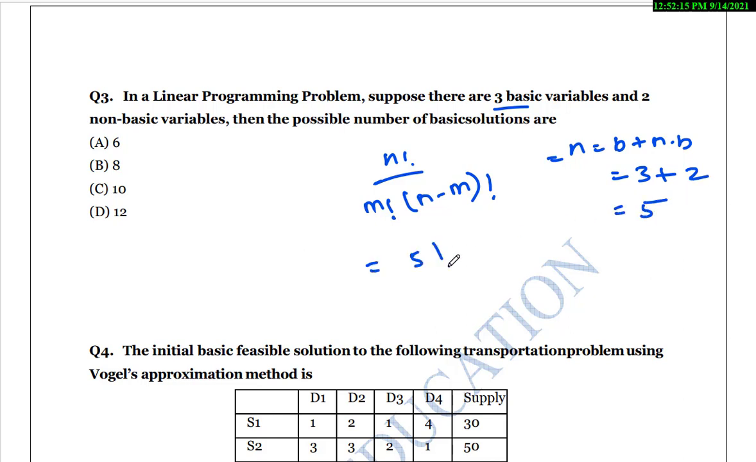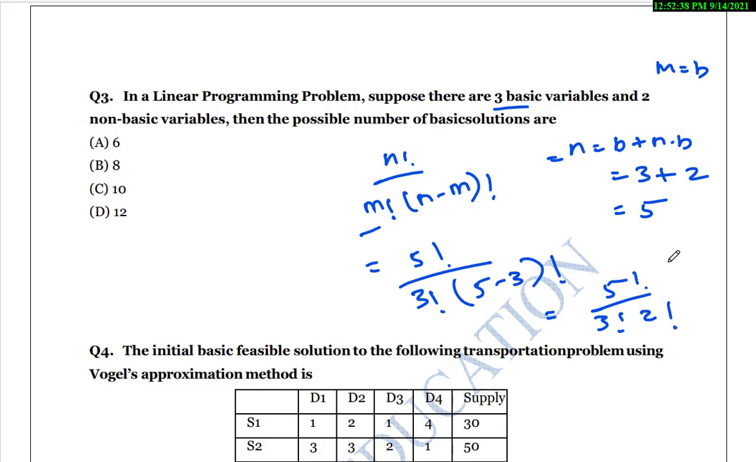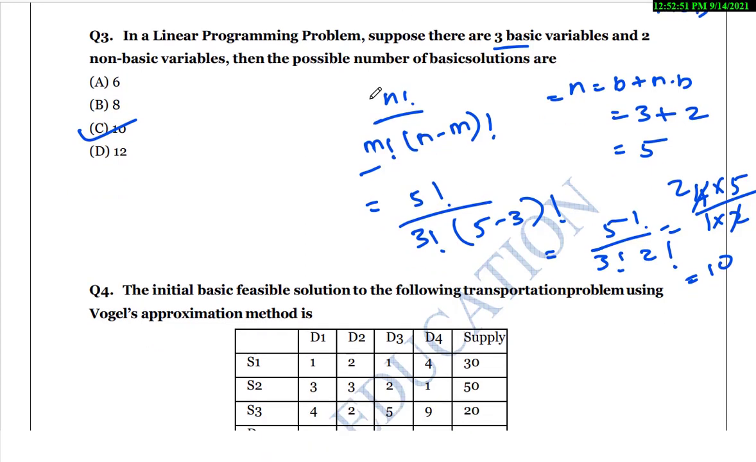That is equal to 5 factorial divided by m factorial, where the basic variables are called m. So m factorial is 3 factorial, and then n minus m factorial is 5 minus 3, 2 factorial. So 5 factorial divided by 3 factorial into 2 factorial. This 3 factorial will cancel, right? So 4 into 5, and here 1 into 2 will come. 2 5s are 10. So option C, 10, is the answer.